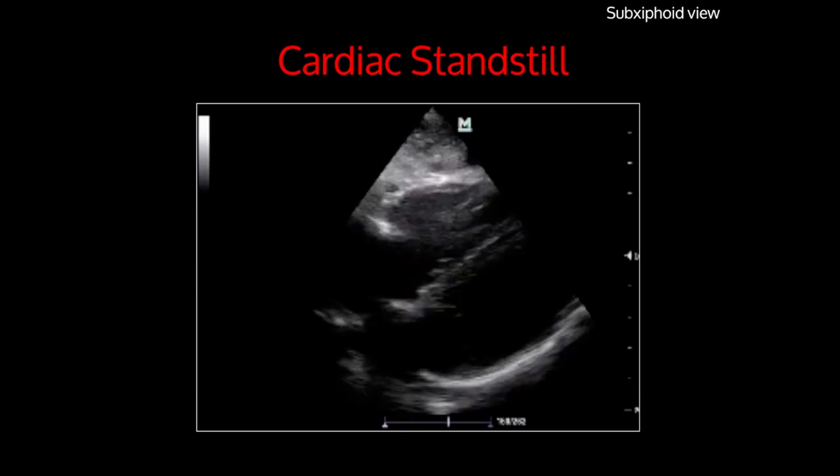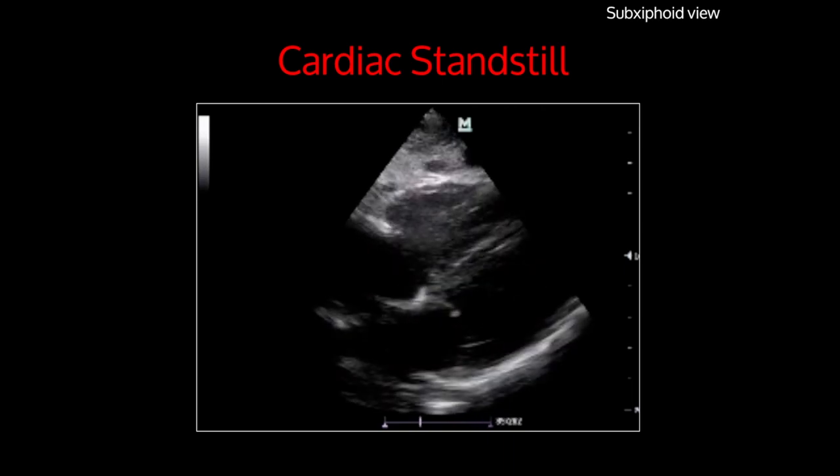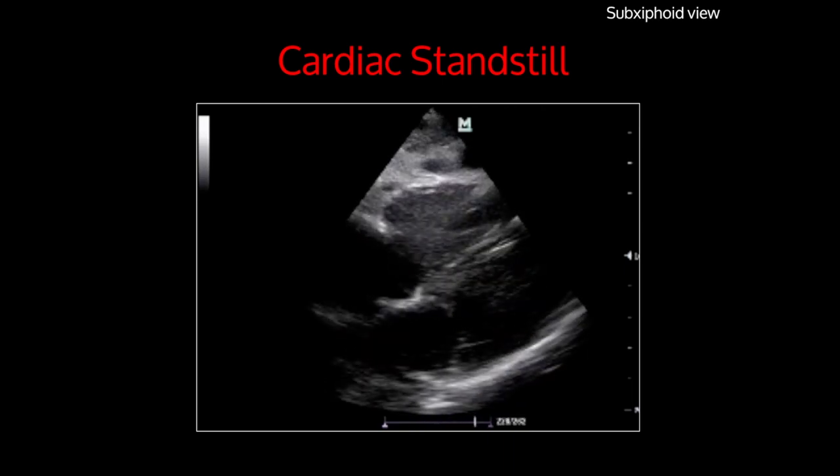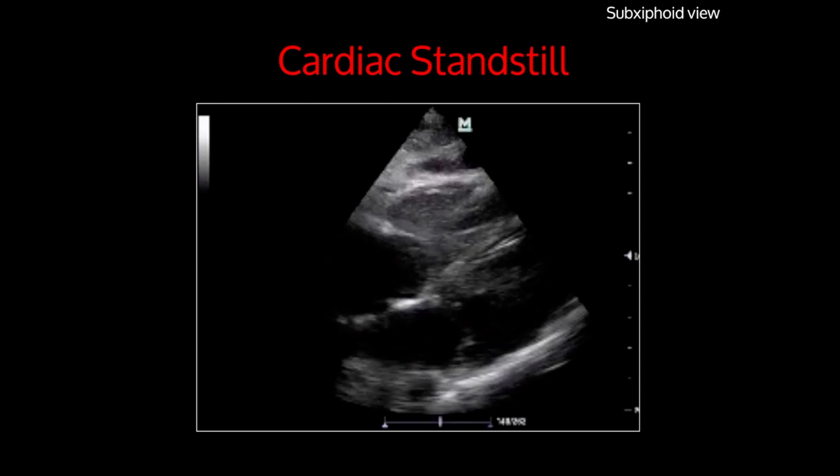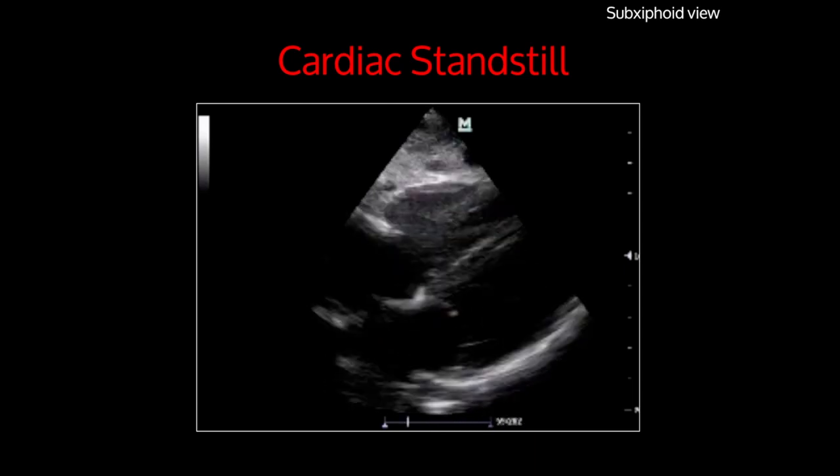This is a clip of cardiac standstill. Seems obvious, like why do we need to ultrasound that? But if you have a patient without a pulse, it helps to know that this isn't because of an arrhythmia, but instead because the heart isn't actually pumping. If it was an arrhythmia, you would see motion of the heart.